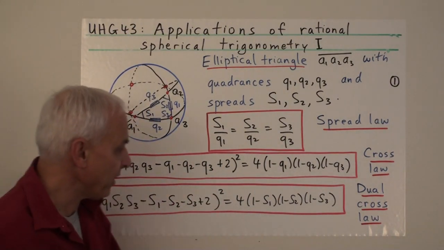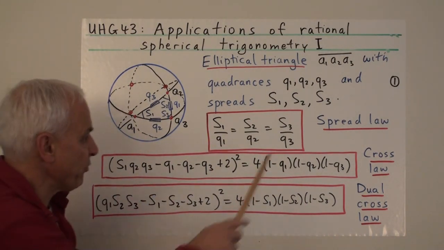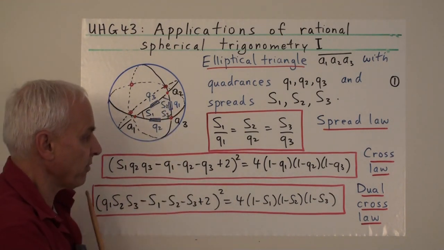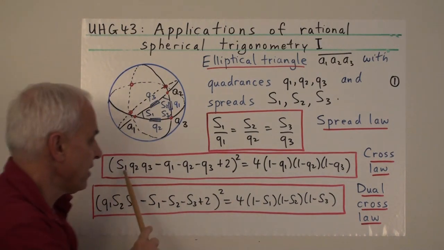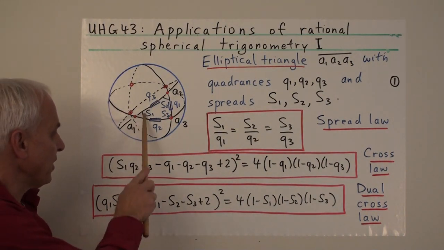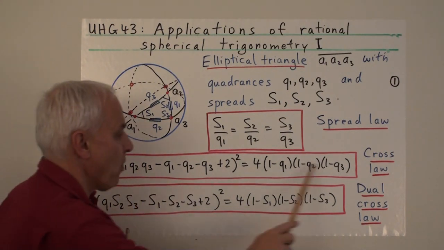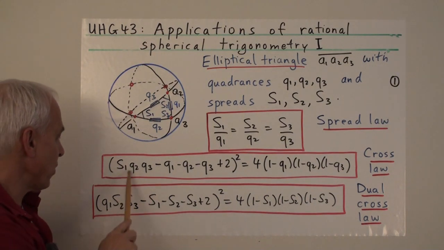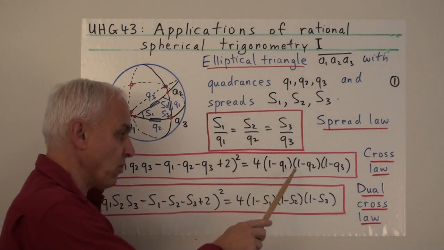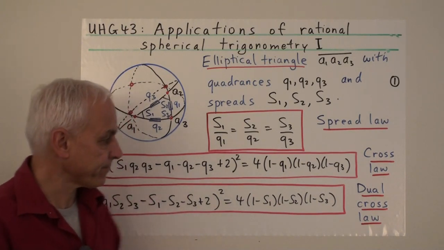Okay, and so let me remind you of the fundamental formulas relating these 6 numbers. The spread law asserts that S1 over Q1 equals S2 over Q2 equals S3 over Q3. The cross law is, well, there's actually three such laws, one for each of the spreads. So this is the formula that tells us how to calculate capital S1 if we know the three quadrances Q1, Q2, Q3: (S1·Q2·Q3 − Q1 − Q2 − Q3 + 2) squared equals 4(1 − Q1)(1 − Q2)(1 − Q3). That is the cross law in this projective setting.